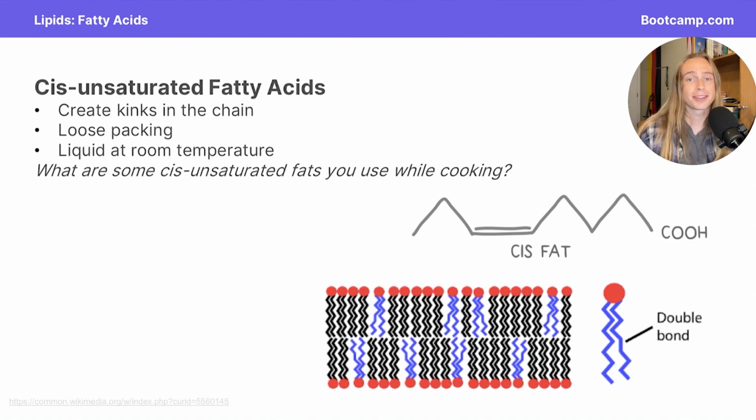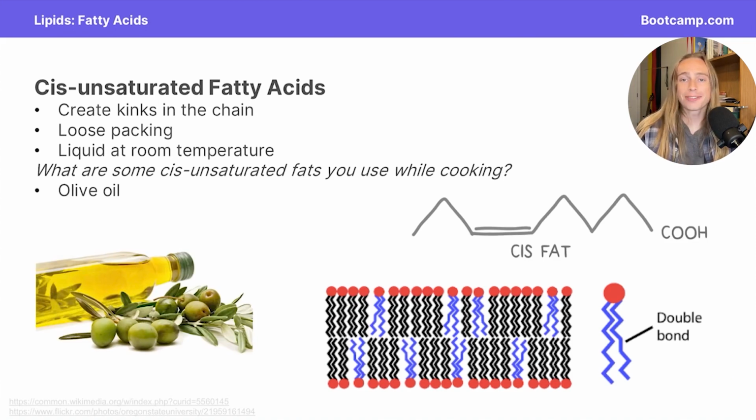Can you think of any fats that are liquid at room temperature? And perfect, olive oil is a great example of a cis unsaturated fatty acid.